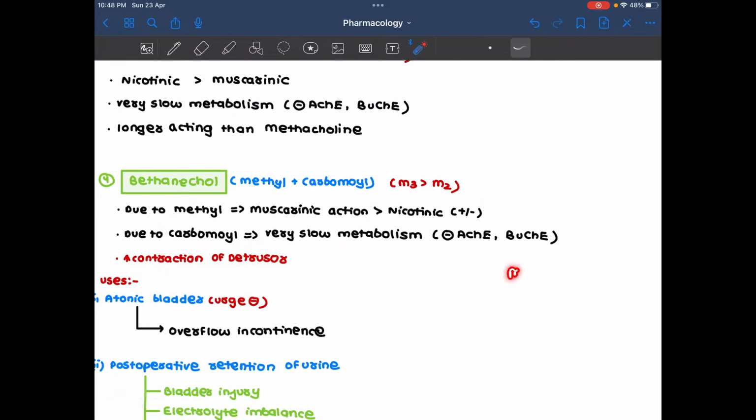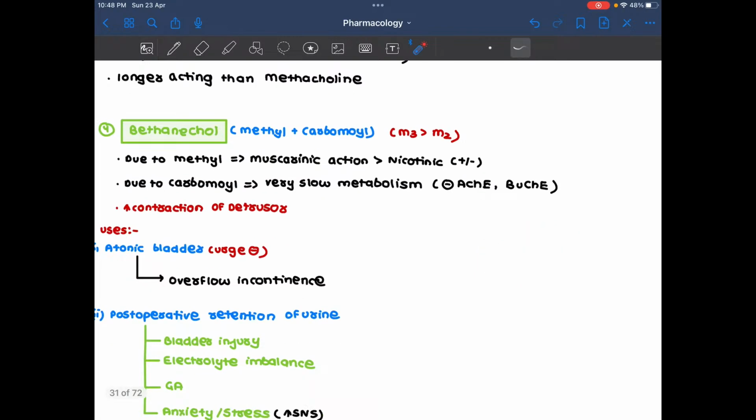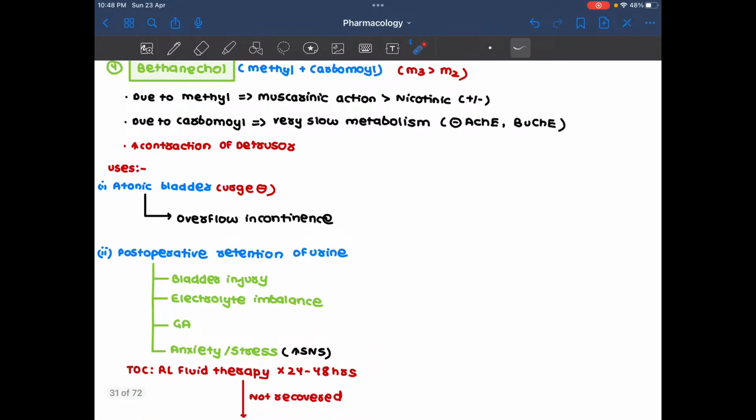As we saw, detrusor M3 receptors lead to contraction of the detrusor. And why am I using this? I can use it in the following conditions. First is the atonic bladder. I call it overflow incontinence. In this case, the patient does not have an urge to urinate, the bladder fills up, and now he's going to have an overflow incontinence.